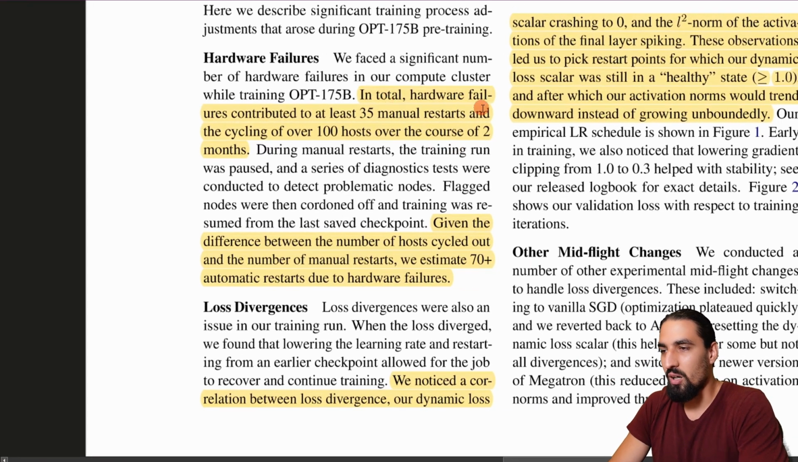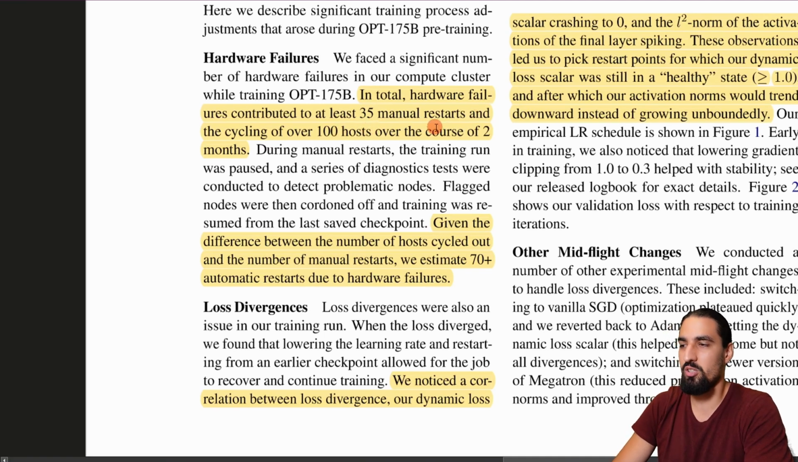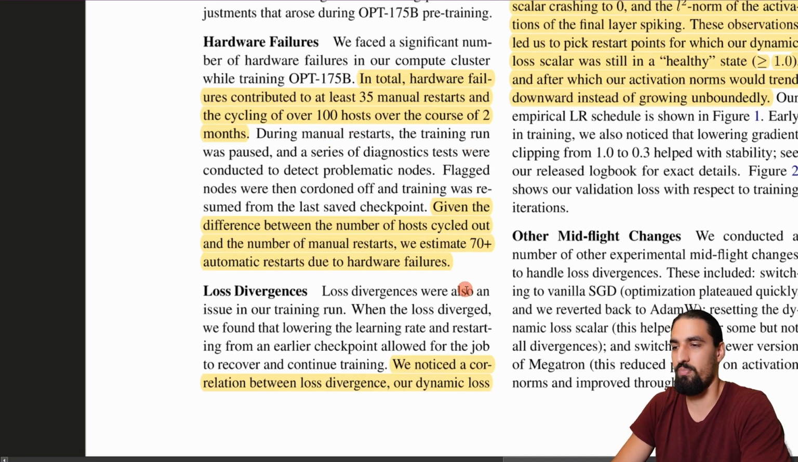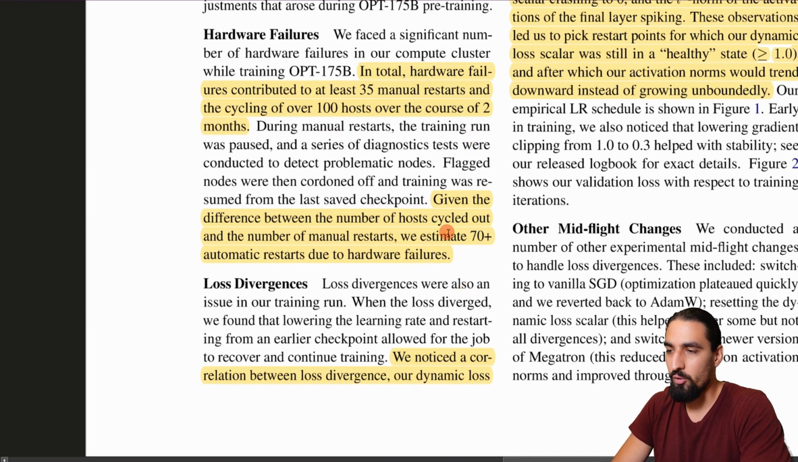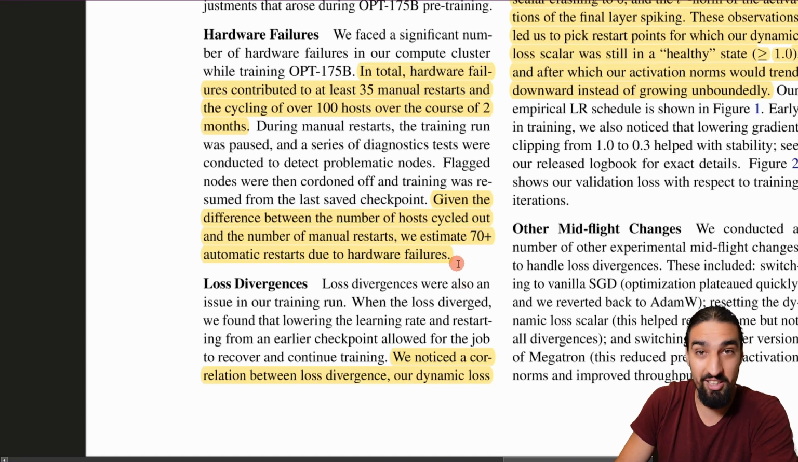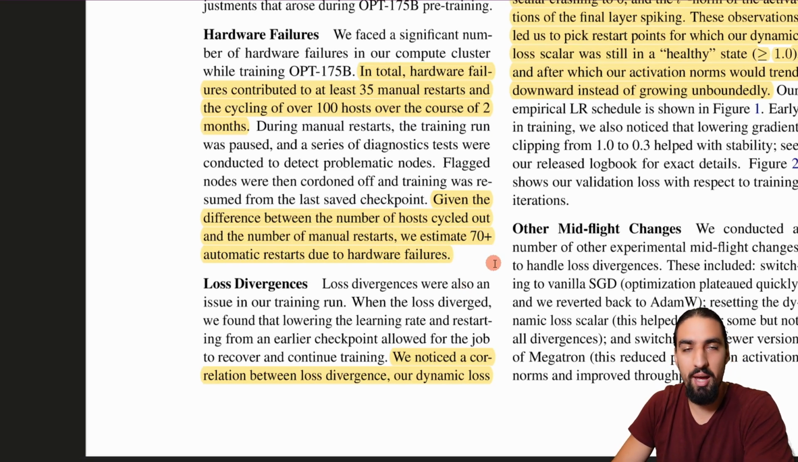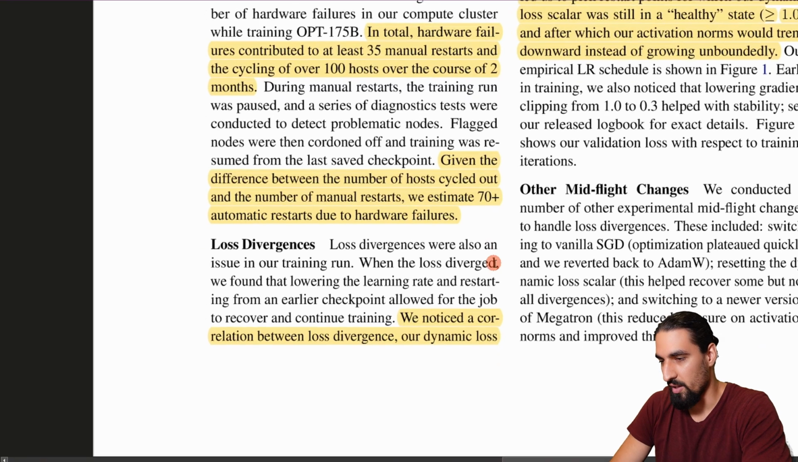In total, hardware failures contributed to at least 35 manual restarts and the cycling of over 100 hosts over the course of 2 months. Given the difference between the number of hosts cycled out and the number of manual restarts, we estimate 70 plus automatic restarts due to hardware failures. I guess everything that can break will break, the Murphy's Law thing.